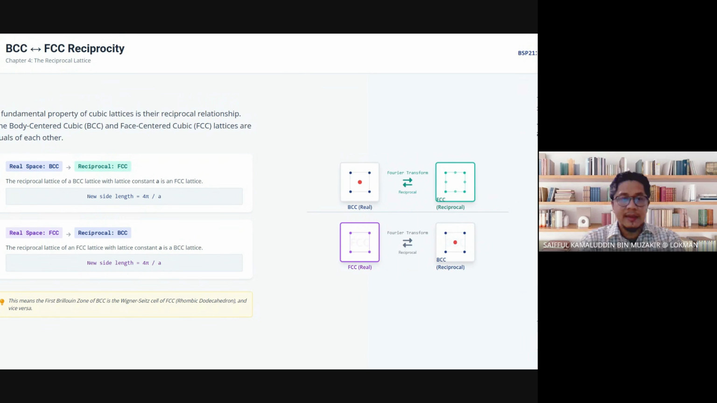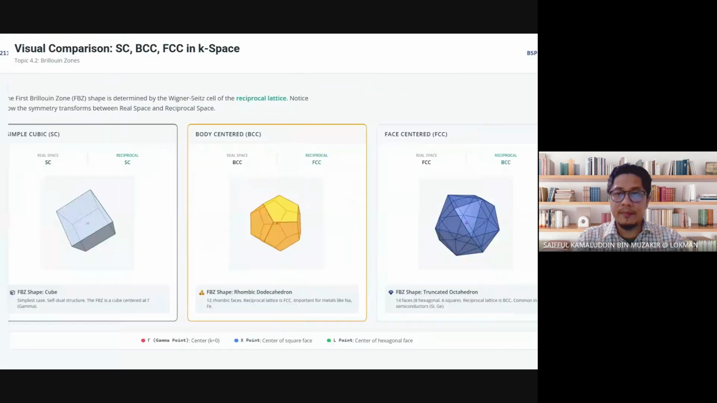That is the only difference. Right? The side length is always 4 pi over A. The side length in real space is A, but in reciprocal space, the side length is 4 pi over A. Same goes for BCC or FCC. I mean the side length of the cube.